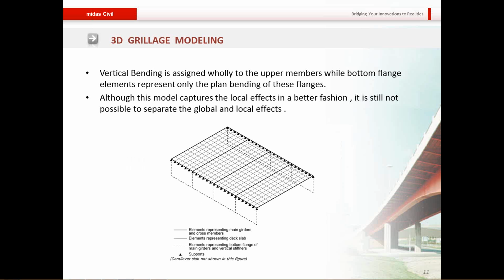So the basic modeling procedure is outlined in this slide. That vertical bending is assigned wholly to the upper members, while bottom flange elements represent only the plan bending of these flanges. And although this model captures the local effects in a better fashion, it is still not able to separate the global and local effects. You cannot separate them from one another. They appear to you as a combined effect.